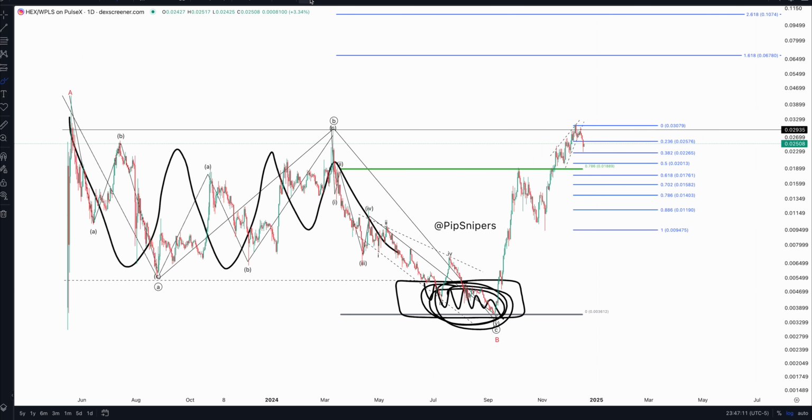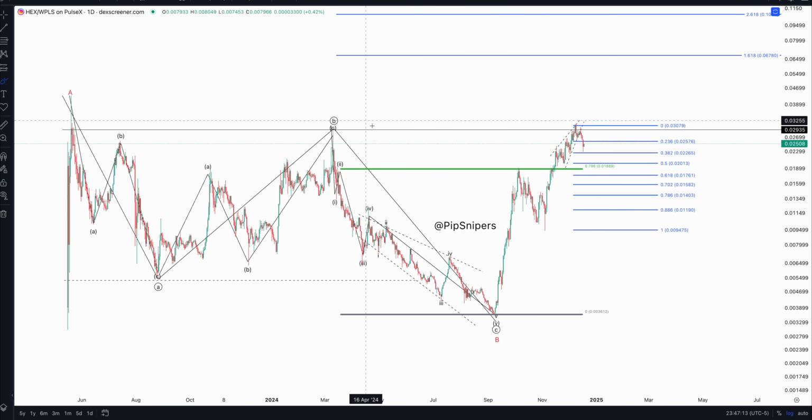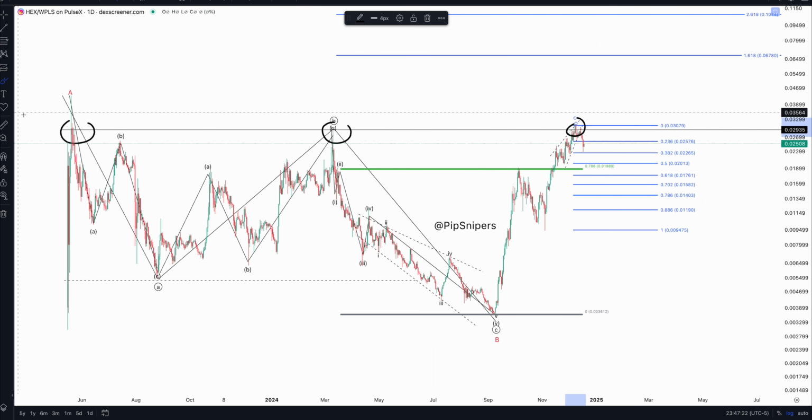So the thing with pHEX is that we're at the range highs now. This is the third time tapping these range highs. There's liquidity resting above it now. Considering we've tapped it 3 times, it's likely it's not going to go to shit from here. It wouldn't make sense, right?